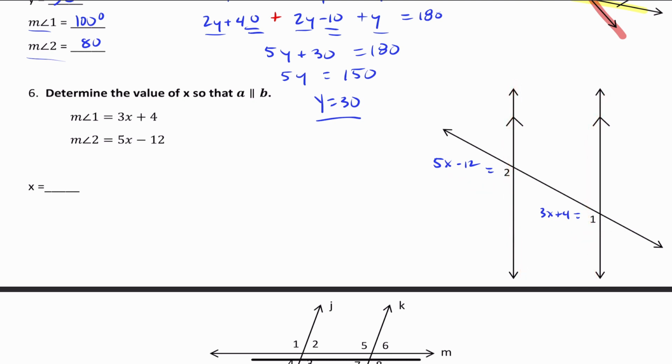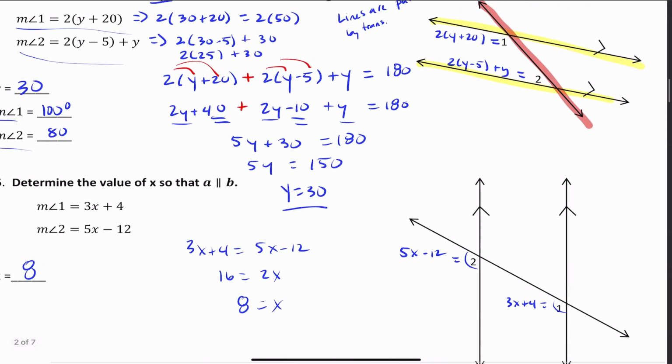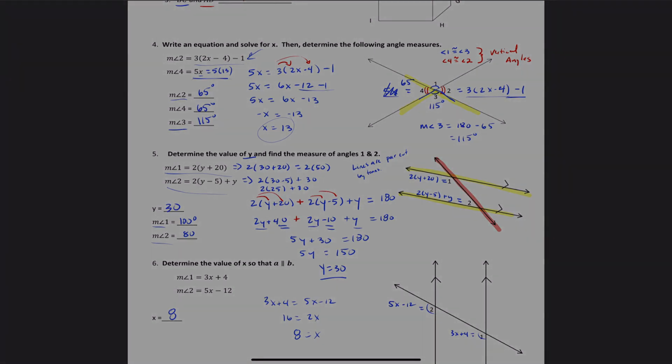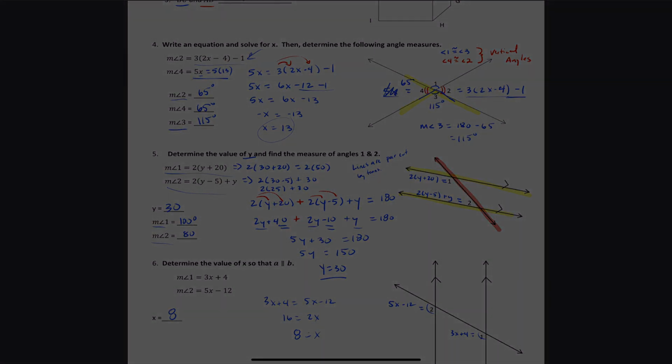So we're going to assume that they're congruent. So 3x plus 4 is equal to 5x minus 12. Subtract 2x from both sides, add 12 to both sides. So you get 16 is equal to 2x, so x is equal to 8. And that's all I have to do. So that is the first page of the review.